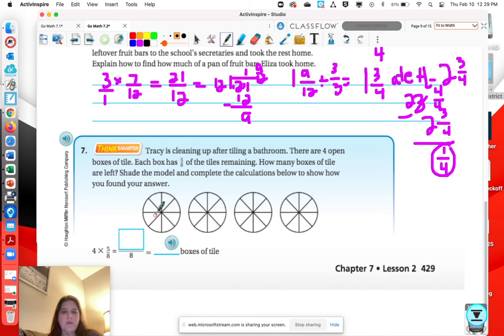So we could color in 5 of each of these. 1, 2, 3, 4, 5. 1, 2, 3, 4, 5. 1, 2, 3, 4, 5. 1, 2, 3, 4, 5. And if you count those, 5, 10, 15, 20, we would get 20 over 8. So you can see 4 times 5 is that 20.